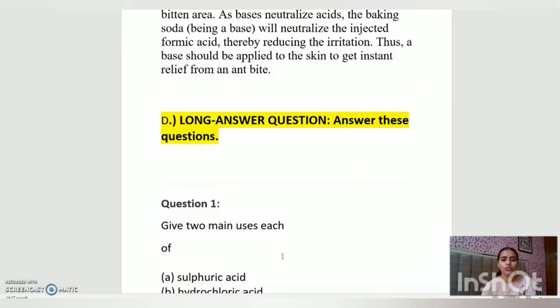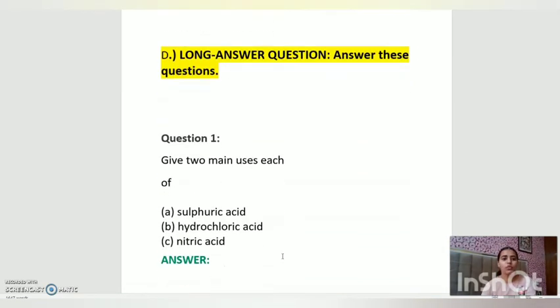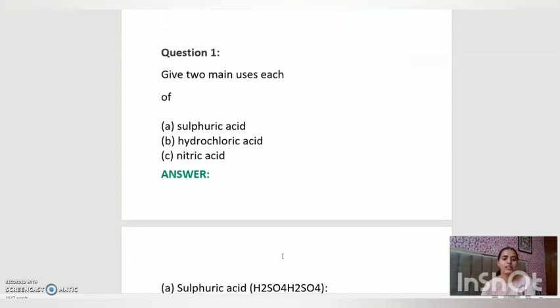Now that's all for the short answer questions. Now we move to our long answer questions, student. What does the long question say? Give two main uses each of sulfuric acid, hydrochloric acid and nitric acid. Now you have to give the two main uses of each.